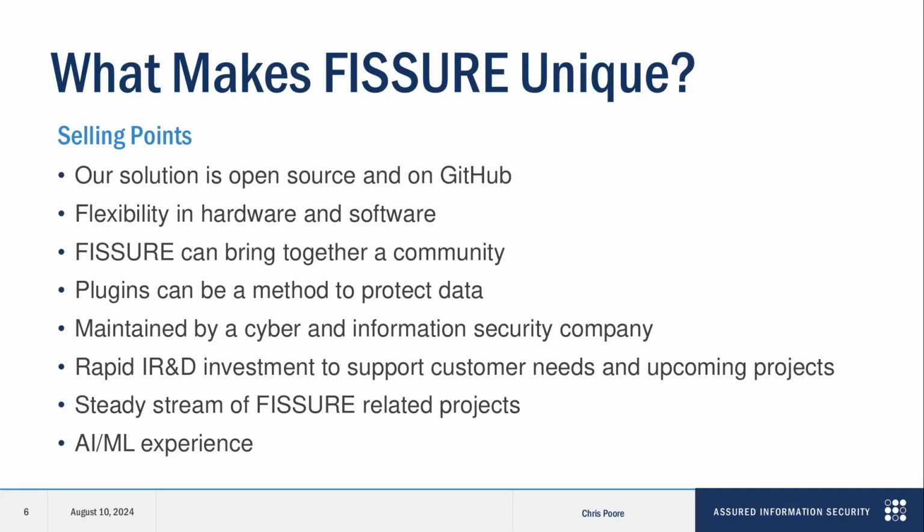FISSURE also provides flexibility in hardware and software. So you can have cost-effective solutions. You can have COTS radios, COTS devices, computers. And the software can interface with different things on your network. You can make a wrapper to provide messages to FISSURE and get outputs and inputs.